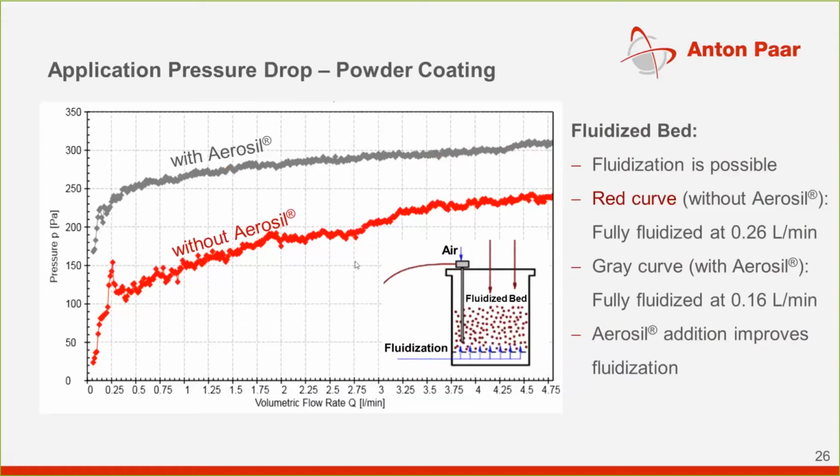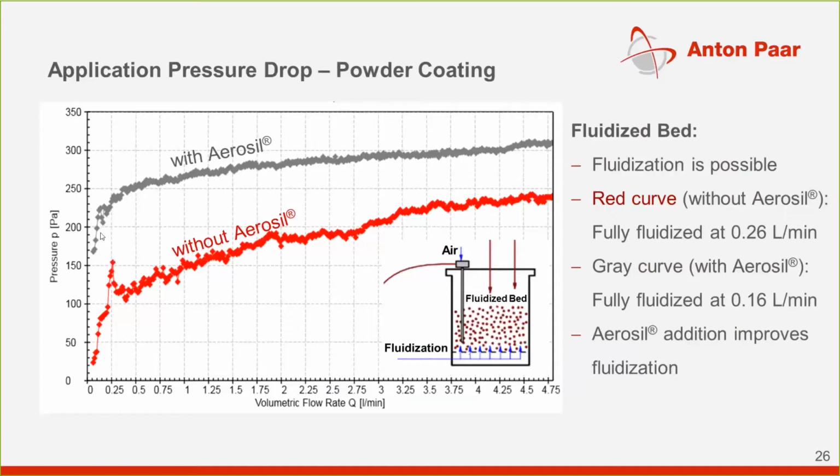And so if we look at this, here we have two different samples. One is with a flow additive, so with aerosol, this is the gray one, and we have the red one, which is the same sample, but without flow additives. So we're wondering, how does this flow additive impact the fluidization properties? If we look first at the powder coating without the flow additive, we can see that it starts to fluidize at about 0.26 liters per minute.